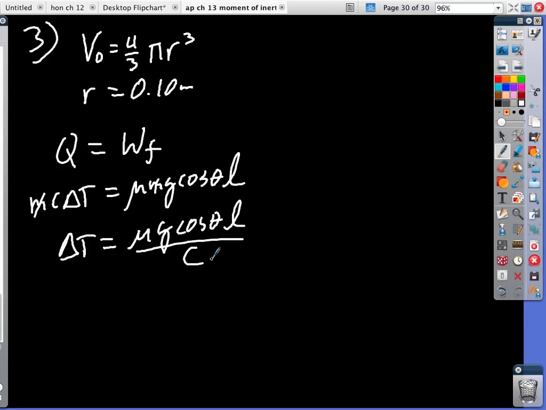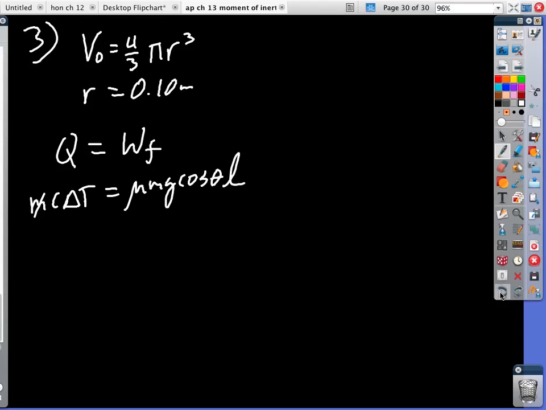Oh, I made a big mistake. What'd I do? What is this the mass of? The air in the ball. It doesn't cancel with this. That's an aluminum block. There we go. Okay, sorry. I have to go back here. This is the mass of the air, and this is the mass of the block.